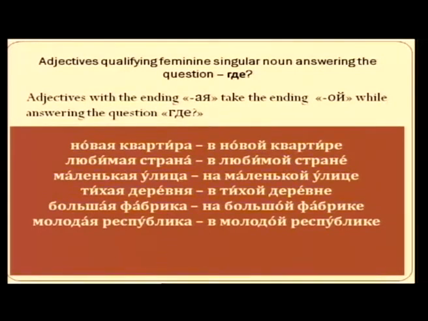Let me give you a few examples. Novaya kvarchira changes into novai kvarchire. Accordingly, lubimaya strana changes into lubimai stranie. Malinkaya ulitsa changes into na malinkai ulitse. Cichaya dzirevnia changes into v cichai dzirevnia. Большая фабрика changes into на большой фабрике, and Maladaya Respublika changes into v Maladoi Respublike.